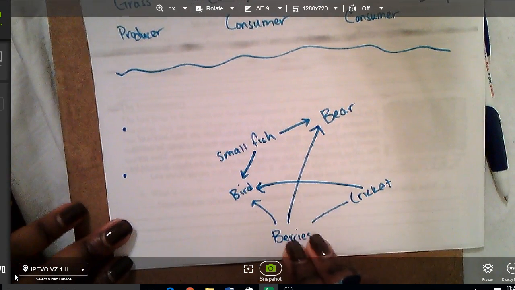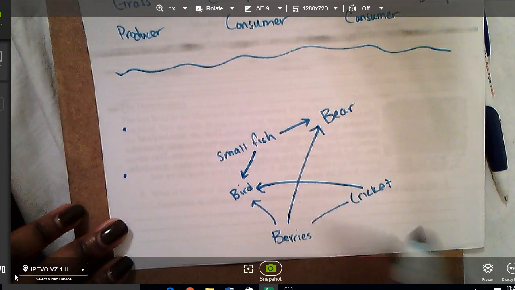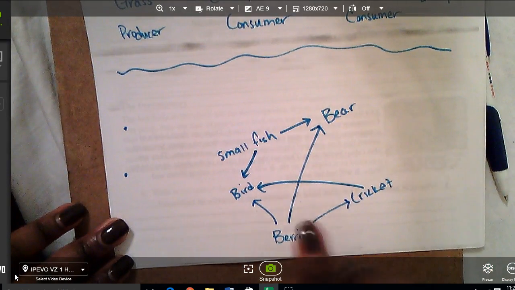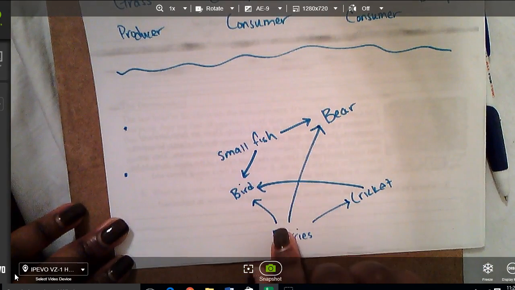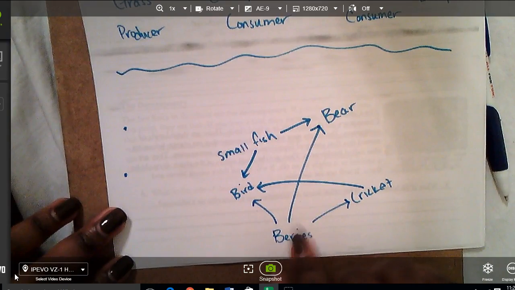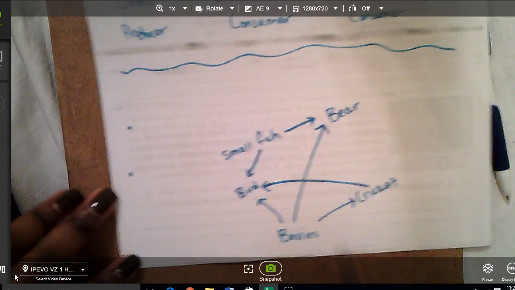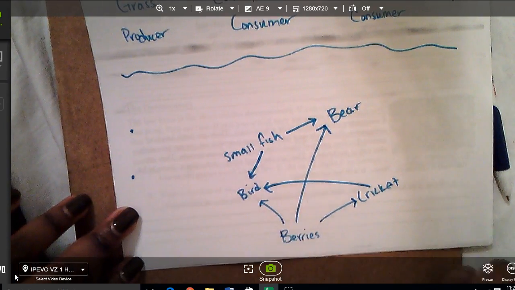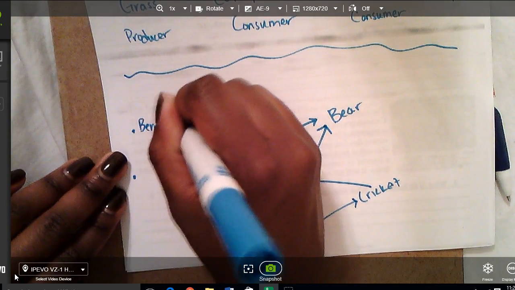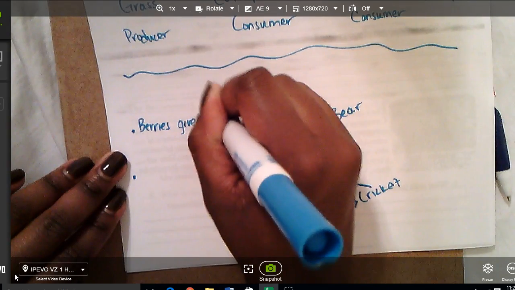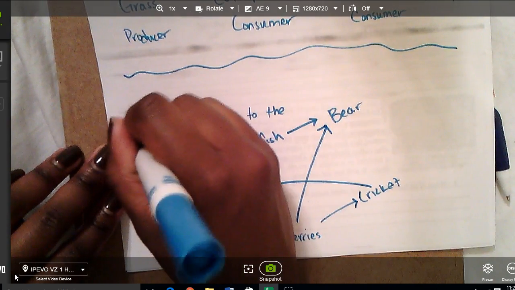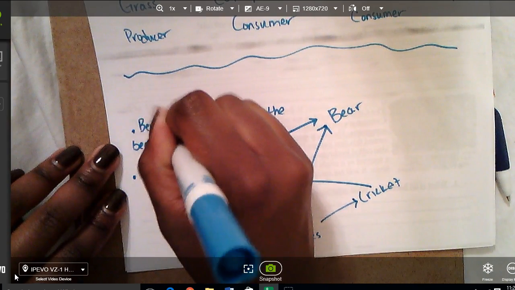Okay? So if we take a look at this food web, let's jot down two quick relationships from it. One thing that we can see is that the berries give energy to 3 different organisms: the bear, the bird, and the cricket. And the cricket is probably just eating the leaves on the plant that carries the berries. So we can say that the berries give energy to the bear and bird.